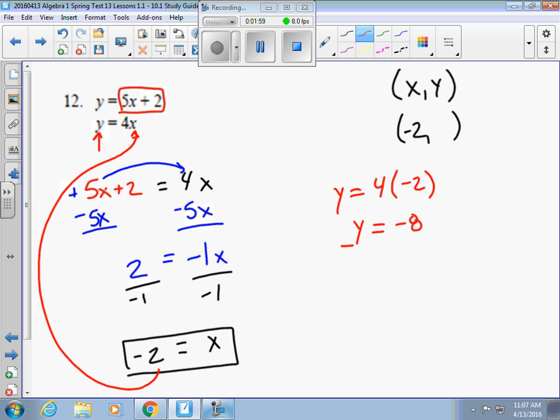So there's y's value. Again, that's not the answer. The answer is x comma y: negative 2, negative 8. This is the solution to the system. That's the point where, if you graph both equations, they would intersect, at negative 2, negative 8.